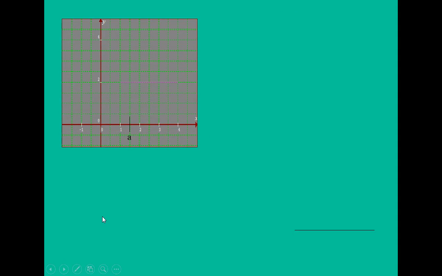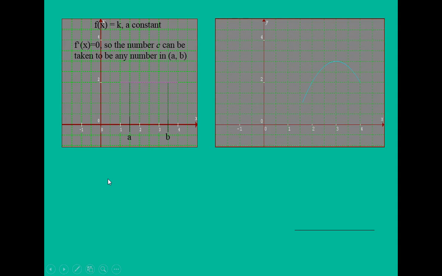So looking at some graphs to verify this conclusion, even if we have a horizontal line, we would have the slope of the tangent line for any value we chose between a and b, and it still would give us the slope of the tangent line equals 0. So it still works for a horizontal line.